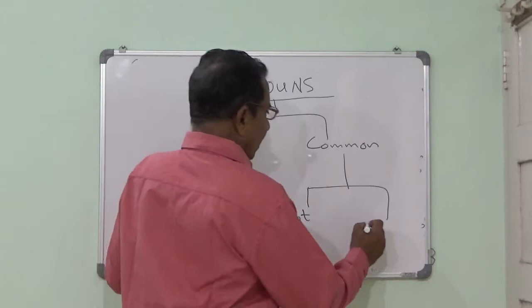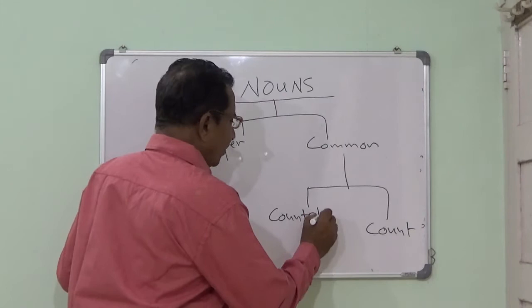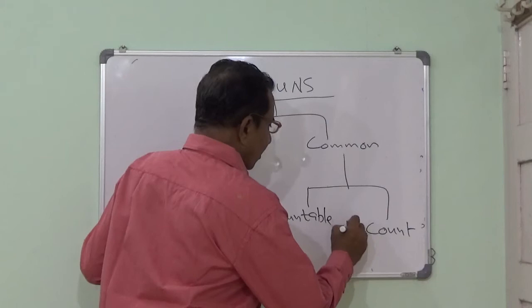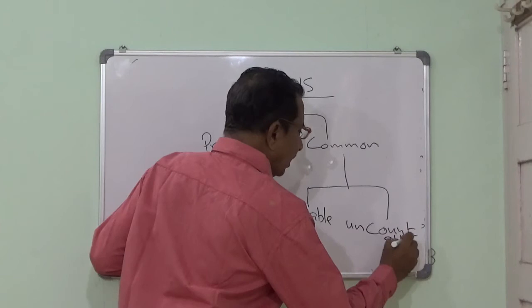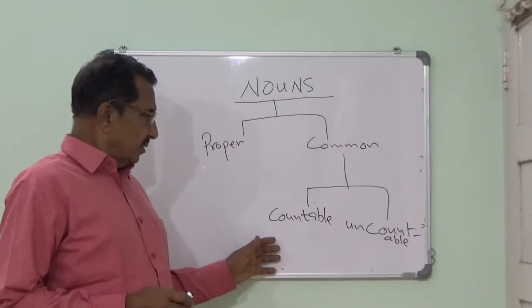So some common nouns you can count. You call them countable. Then common nouns you cannot count, they are called uncountable. Opposites. Happy. What is the opposite of happy? Unhappy. So countable. What is the opposite of countable? Uncountable.